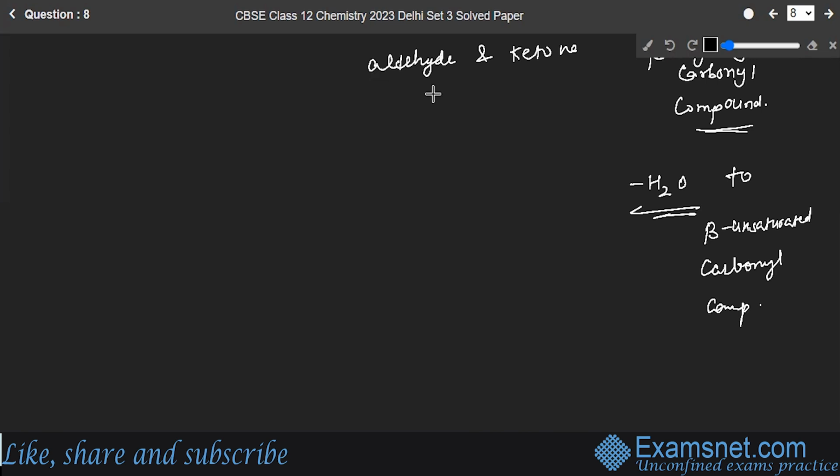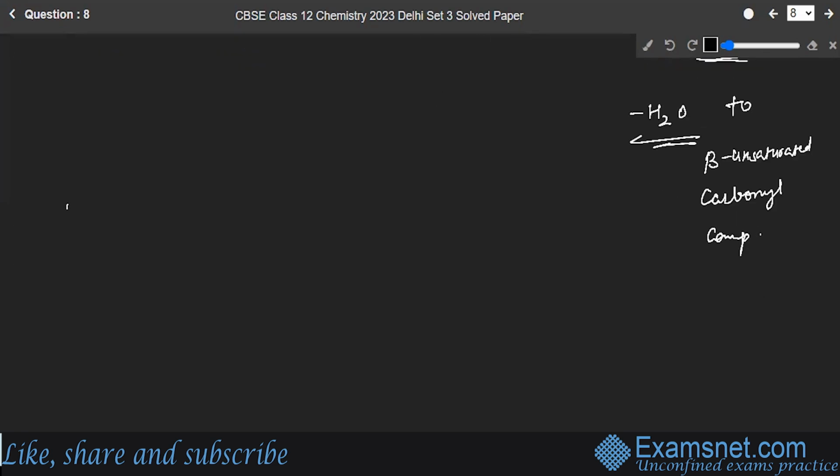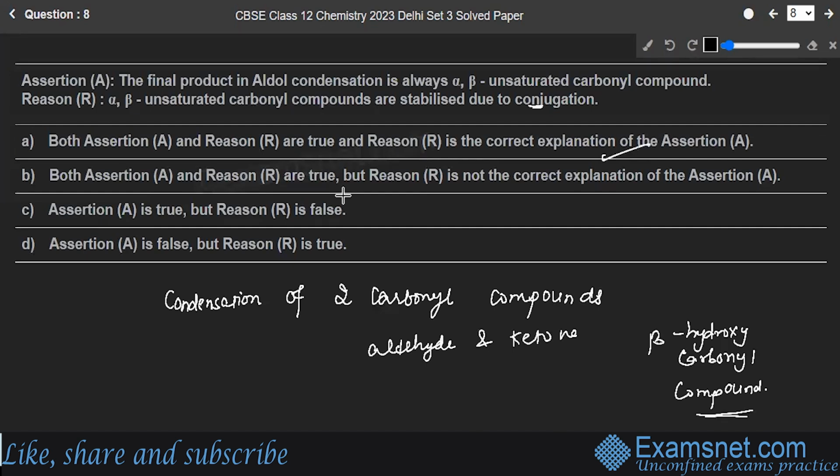All right, and now let's look at the reason. It says alpha beta unsaturated carbonyl compounds are stabilized due to conjugation. See, alpha beta unsaturated carbonyl compounds have a conjugated double bond system, which imparts additional stability to the molecule. Conjugation allows for the delocalization of pi electrons, reducing the overall energy of the molecule, making it more stable. Therefore, both assertion and reason are accurate, and the reason is the correct explanation also. That makes the first option, option A, the right answer. Hope you got that.